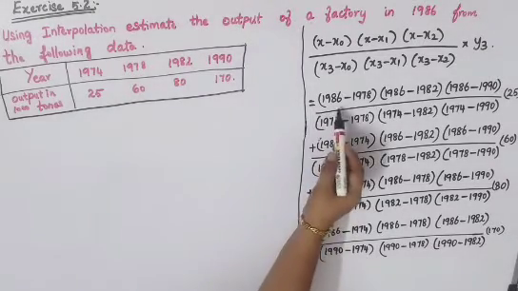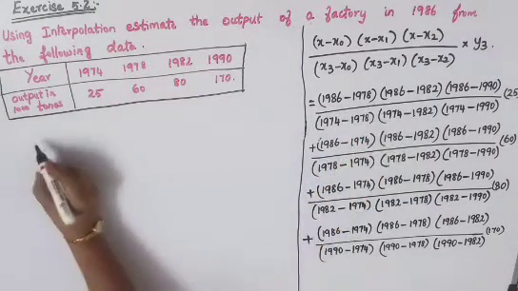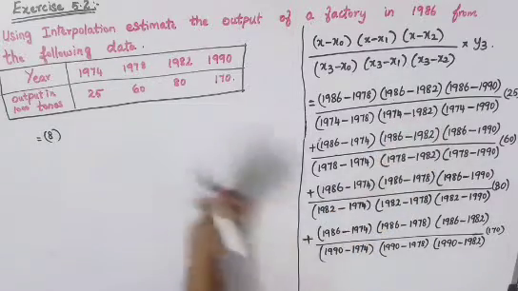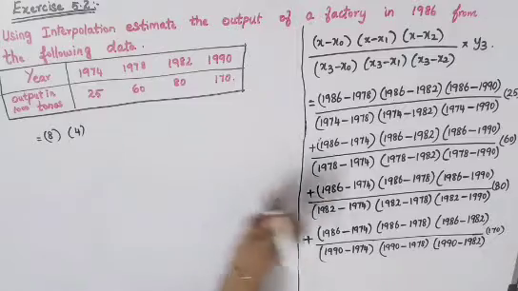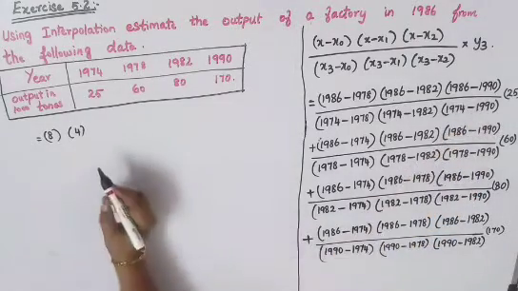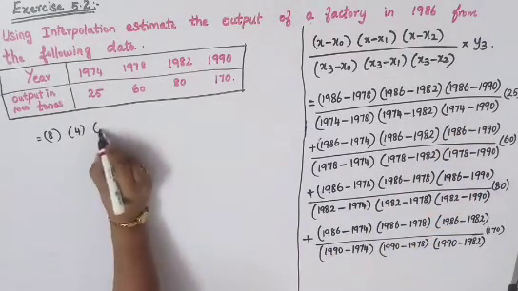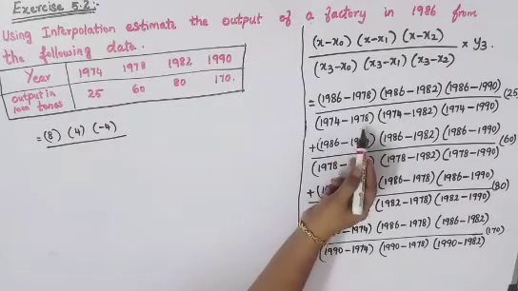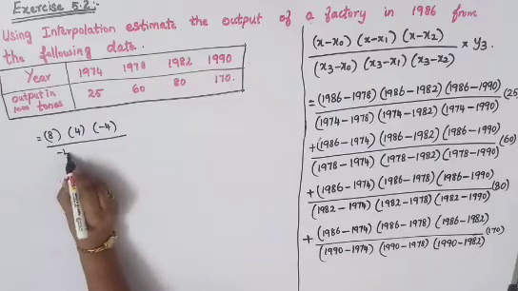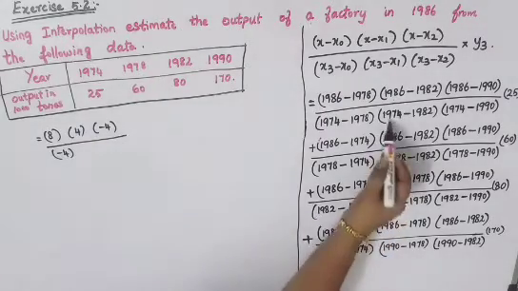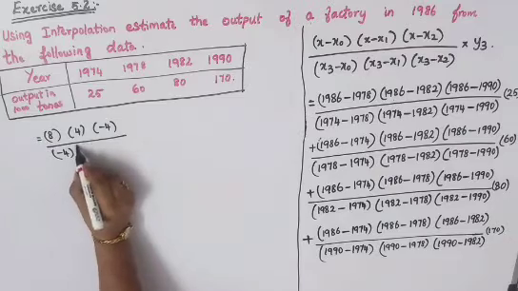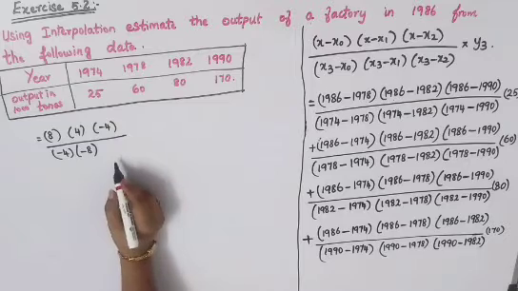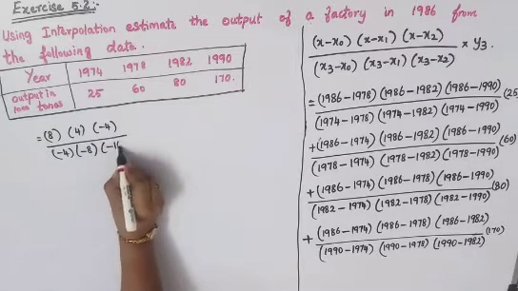Solving, 1986 minus 1978, you will get 8. 1986 minus 1982, you will get 4. Again 1986 minus 1990, you will get minus 4, divided by 1974 minus 1978, you get minus 4. 1974 minus 1982 is minus 8. 1974 minus 1990 is minus 16.